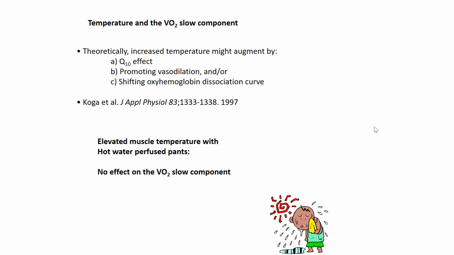Another study you probably wouldn't want to be a subject in is this study where they use these hot water pans, and then they stuck an indwelling electrode into the thigh muscle of the person to confirm the temperature in the muscle is elevated. And the idea was, well, if you elevate temperature, you might increase the metabolic Q10 effect. You might promote vasodilation or shift the oxyhemoglobin dissociation curve. In spite of those theoretical effects of increasing temperature, there was no effect on slow component.